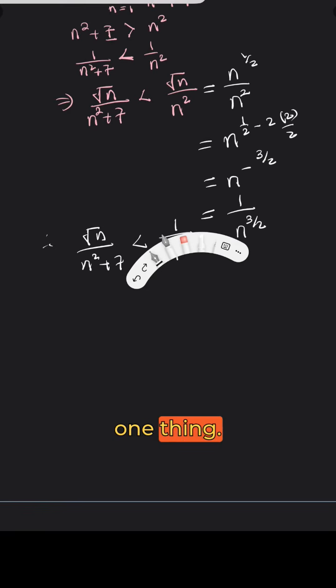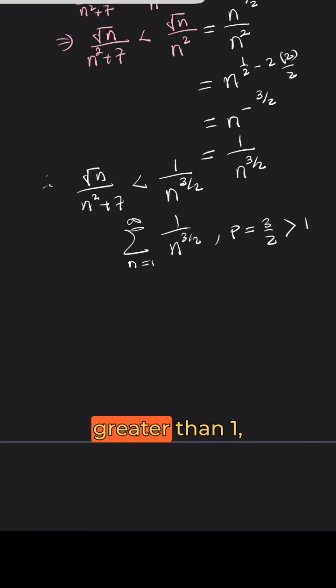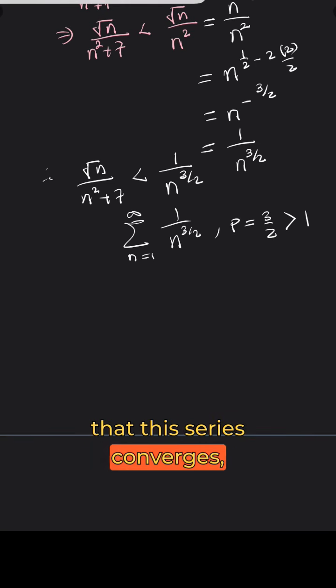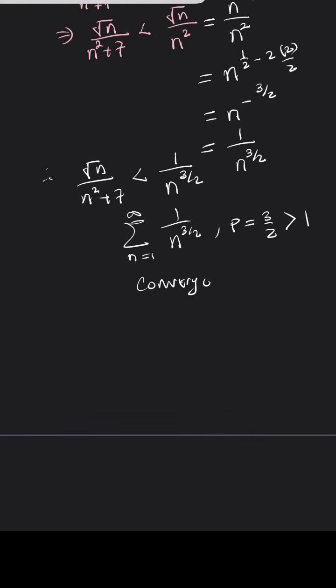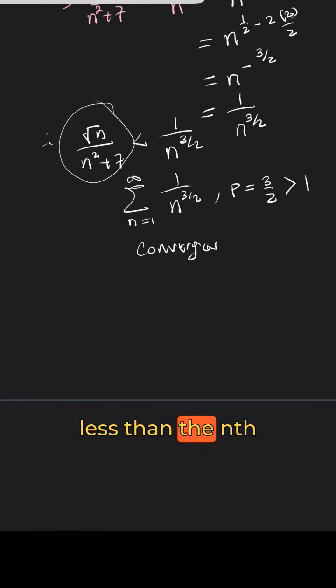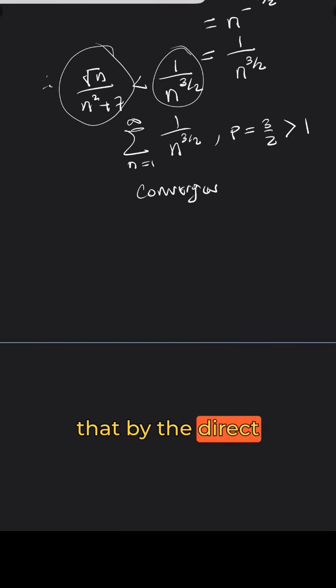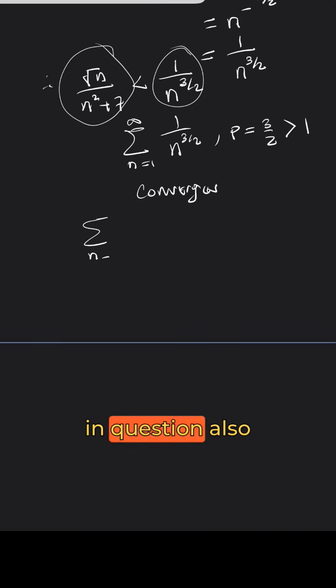Now let us observe one thing. Remember this series, the sum from n equals 1 to infinity of 1 over n to the 3 over 2, is a p series with p equal to 3 over 2, and this p is greater than 1, meaning that this series converges. Okay, and so because the nth term of this series is less than the nth term of a series which is converging, then we conclude that by the direct comparison test, our series in question also converges.